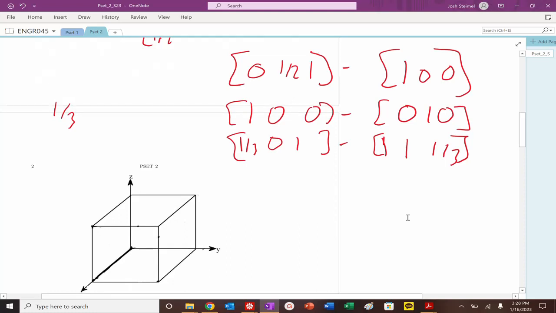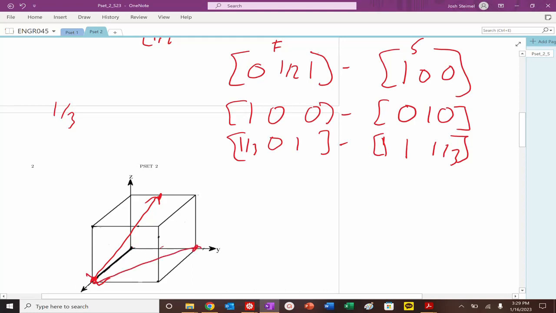All right, let's draw these. So these are all finish minus start. So start here, and then I need to go to 0, 1/2, 1. So I could do that here. Finish also here. I could do that one, and then 0, 1, 0.